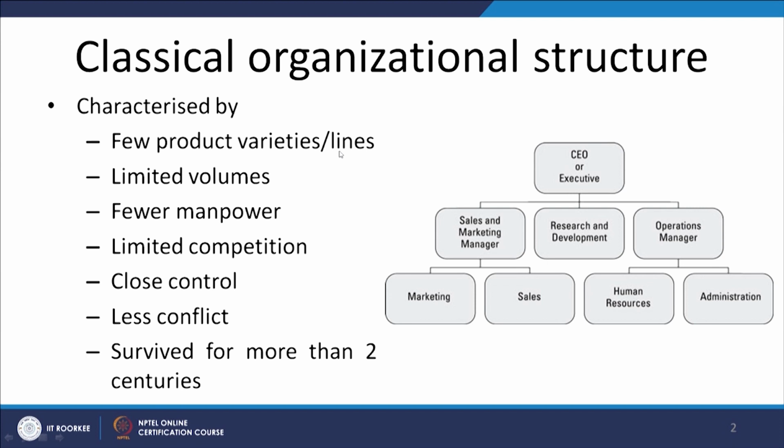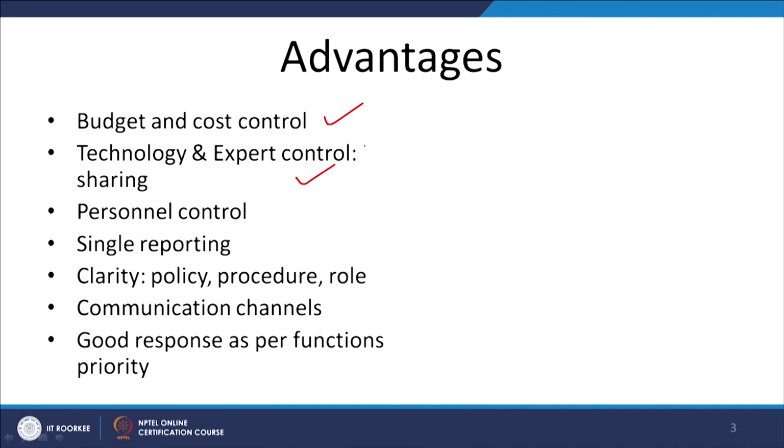Like classical organizations, these are typically characterized by few product varieties. When the volumes were limited, with fewer manpower and limited competition, these had close control over the situations, and conflicts were less, and that is why these have survived for more than 2 centuries, and this shows the typical organizational structure. So, if we see the advantages: budget and cost control, sharing of technology and expertise for the betterment of the organizational interests, personal control because of the single reporting, clarity in policies, procedures and roles, and good communication channels are established. The response to the situations and the problems most of the time in this case is governed by the function's priority.